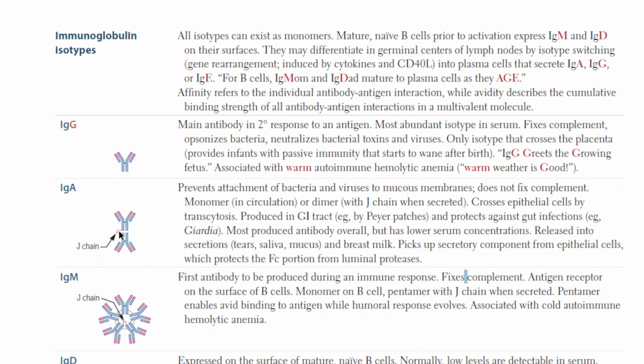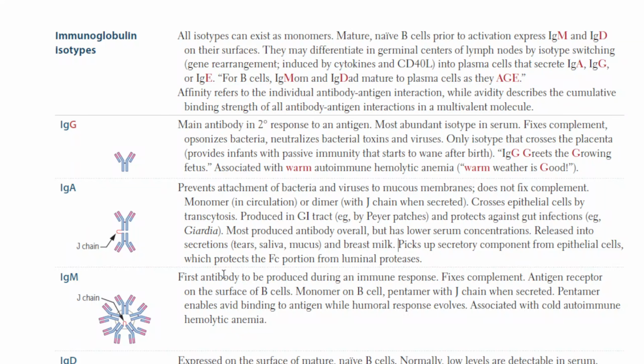That was immunoglobulin A. Remember, it is very frequently seen in mucosa. It protects us from Giardia and all that kind of mucosal infection. It is very common in breast milk. It doesn't cross the placenta, but is common in breast milk. So let's see immunoglobulin M.